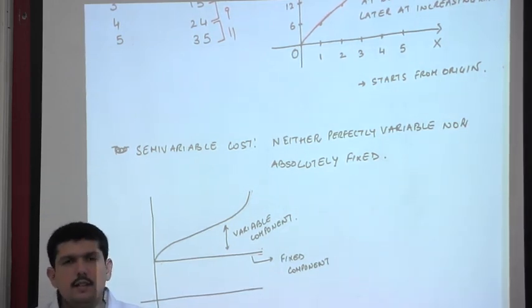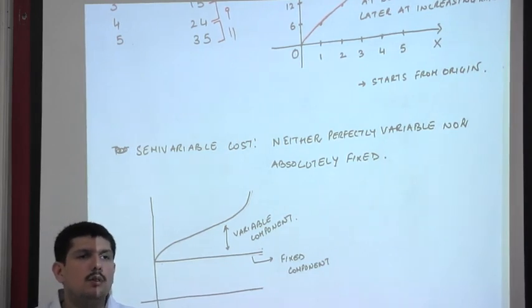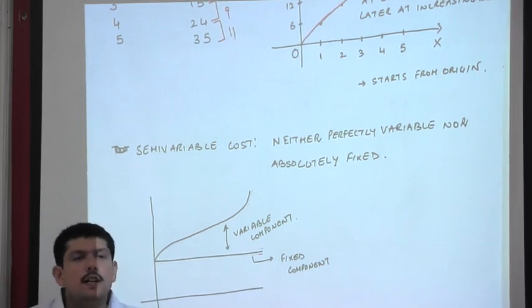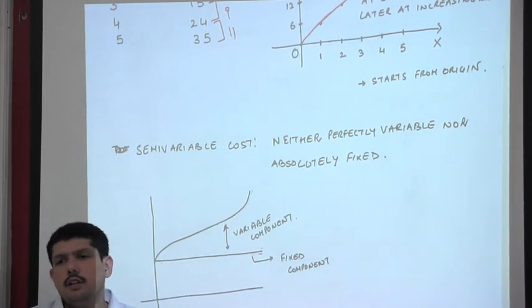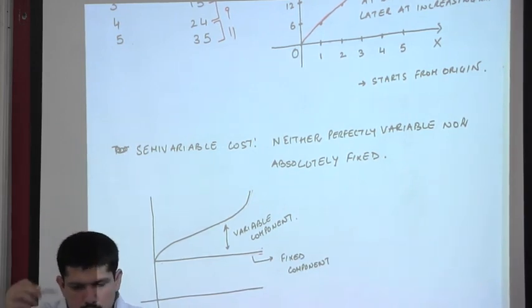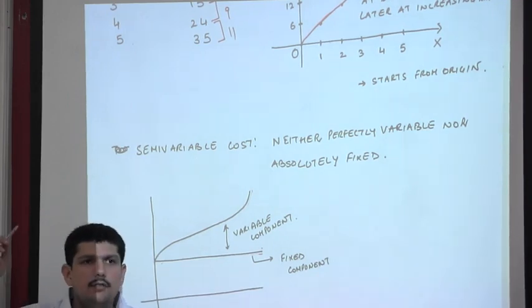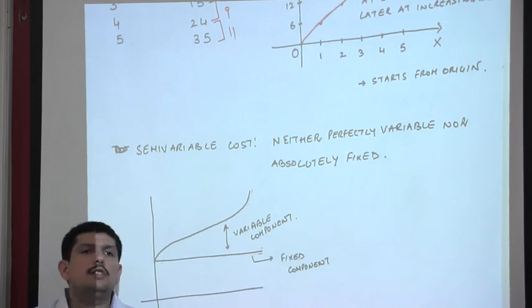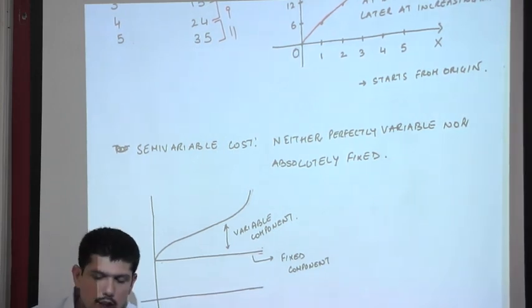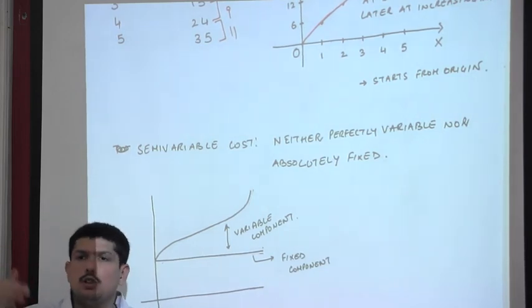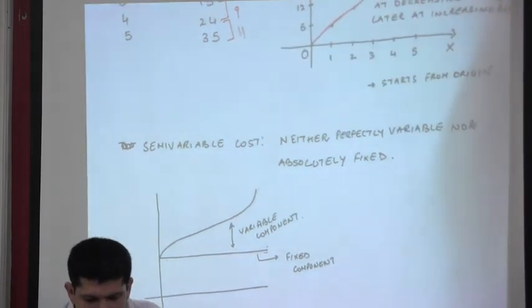Then there are some costs which are step-up costs. The best example is electricity. What happens in electricity? Let's say you have to pay a minimum of 1000 rupees as the charge. Then from 0 to 500 units, you will be charged at the rate of let's say 10 per unit. Then from 501 to 1000 units, you will be charged at 12 per unit. And then from 1000 to 2000 units, you will be charged at 15 per unit. So as your consumption is rising, the cost per unit is also rising, right? So such costs are known as step-up variable cost.